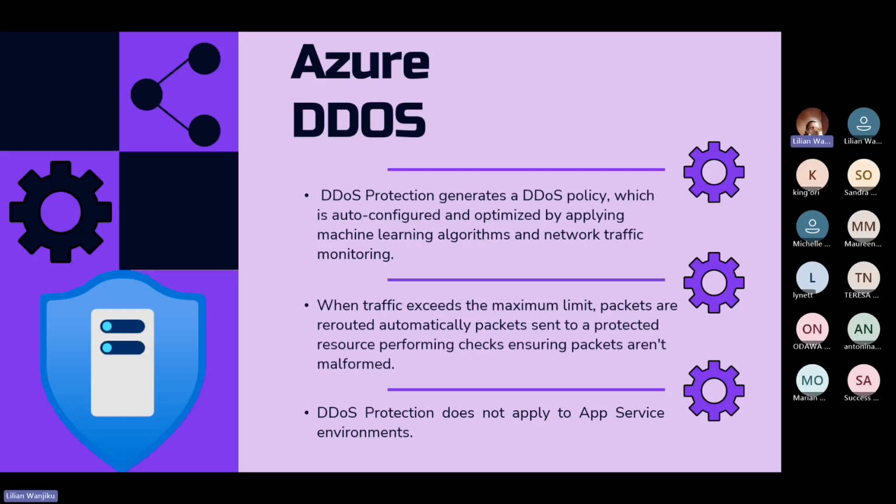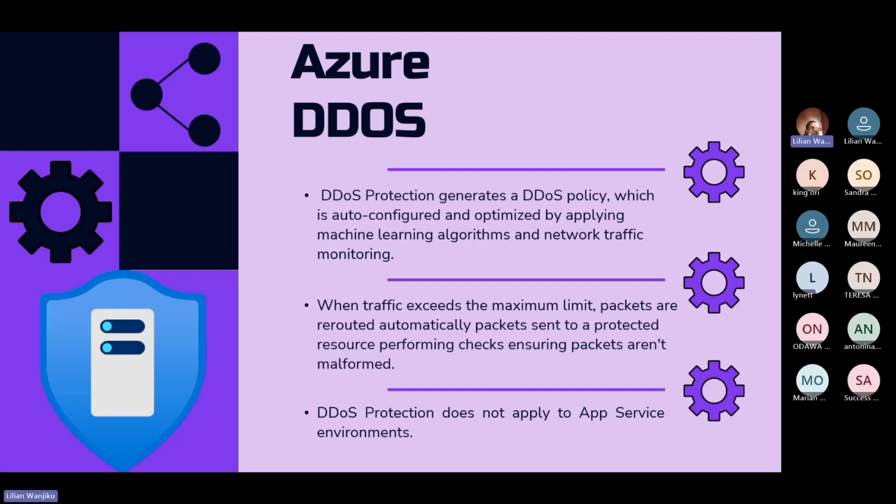Also, the explanation is there. The second point: when traffic exceeds the maximum limit, packets are rerouted automatically, and then they are sent to a protected resource performing checks. So yeah, this ensures the packets aren't malformed. So packets are like in form of those networks themselves, the IP addresses, the messages that was sent. Yeah, that is what those networks are referred to, like packets.